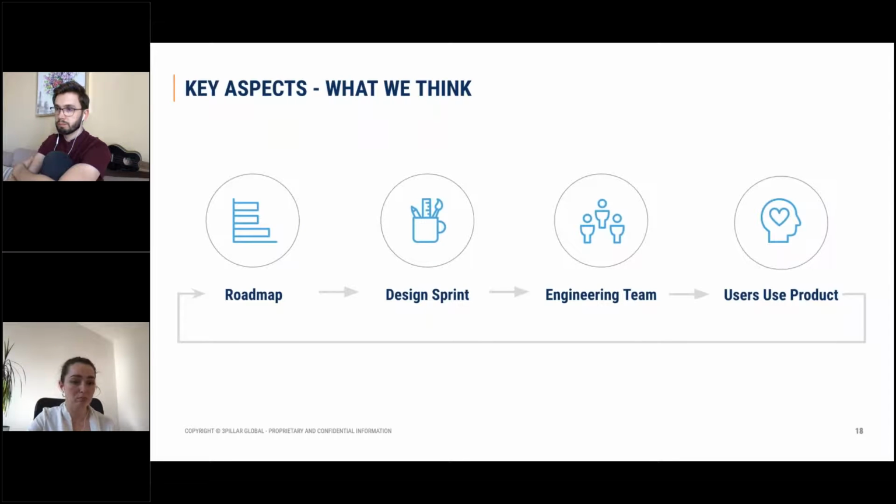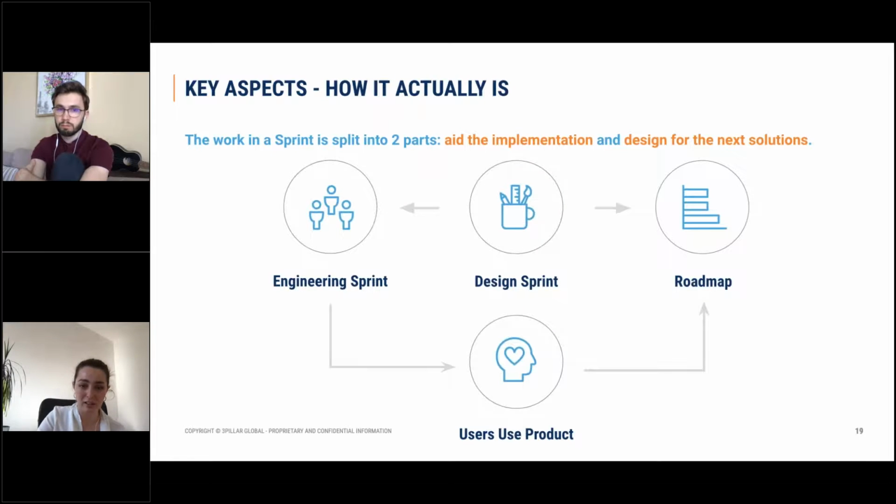There is a roadmap from where we take the design sprint goals, we go through the design sprint process, from where the engineering team takes the designs and builds the solution for the users. But in reality, nothing is linear. In the same period of time, when the design sprint is happening, you need to work with the engineering team to aid the implementation through specifications, other clarifications, and other deliverable needs.